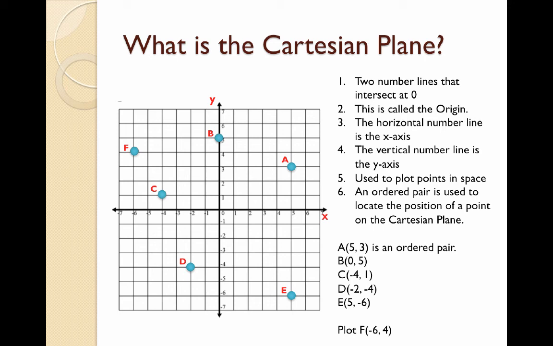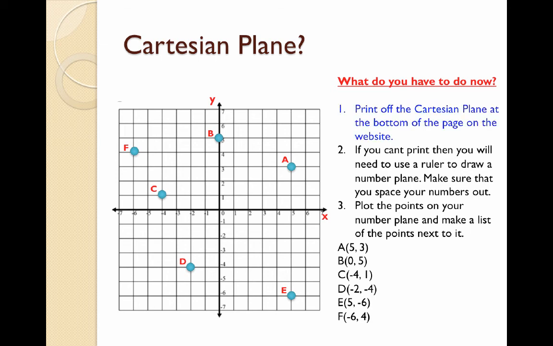So what do I want you to do now? Well, I want you to go back to the website and print off the Cartesian plane that's at the bottom of the page on our website. If you can't print, then what you're going to need to do is use a ruler and draw a number plane for yourself. And make sure you space your numbers out. About 1 centimeter should do it. So you should have a horizontal line going from -7 to 7, should be about 14 centimeters, and then a vertical line going from -7 to 7 as well, making sure that they cross at 0.